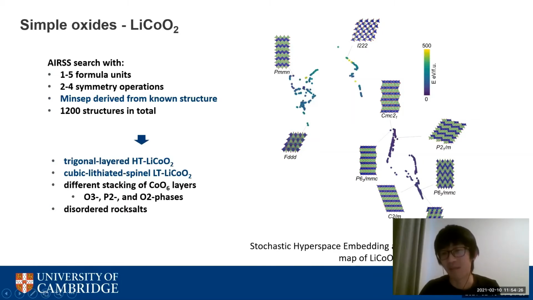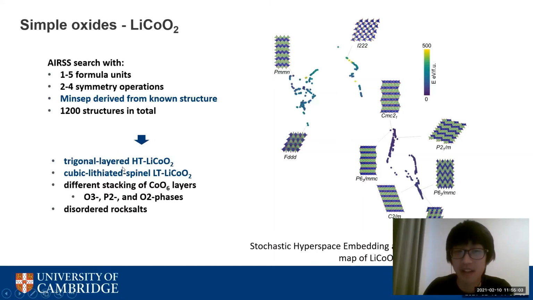It's a method developed by Ben in our group, but I'm not going to go into detail of it. Basically, each point on this graph represents one relaxed structure, and the distance between each two points reflects the structural similarity between two structures. So if the distance between two points is very close, the structures are very similar. If they're far away, they're dissimilar. So in our search, we actually were able to find all of these different phases.